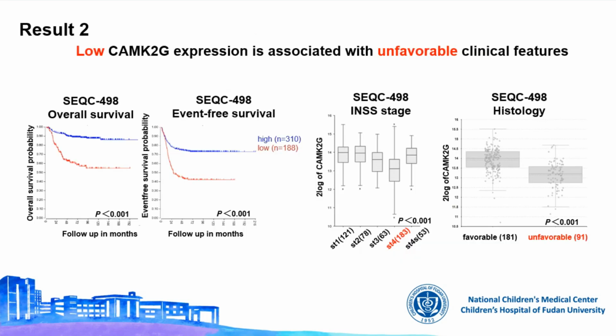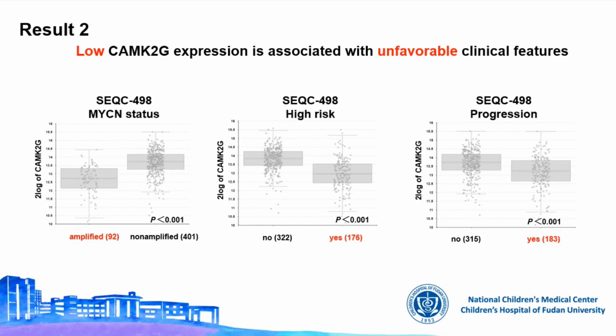So next, we investigate the clinical relevance of CAMK2G expression with the help of the R2 platform. We found that low CAMK2G mRNA expression was associated with worse overall and event-free survival, advanced INSS stages, and unfavorable histology, as well as MYCN amplified status, high risk, and tumor progression. These results indicated the tumor suppressor role of CAMK2G in neuroblastoma tumorigenesis.